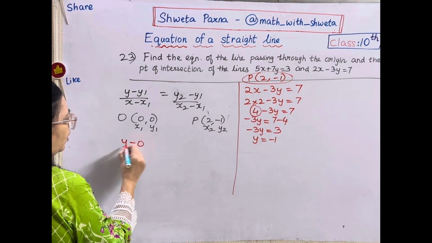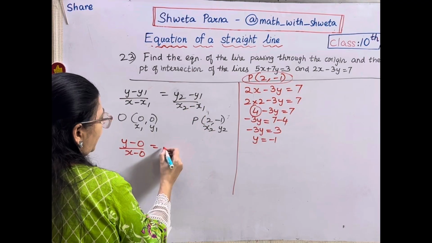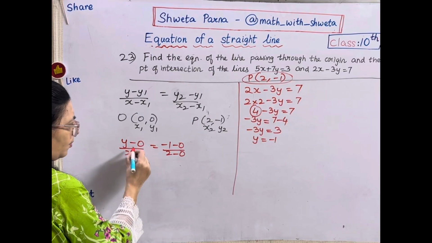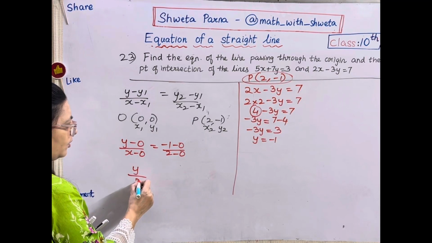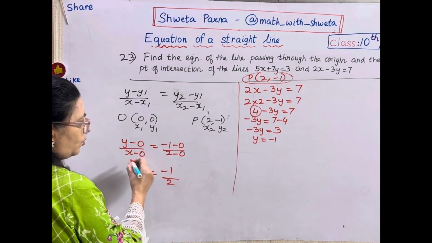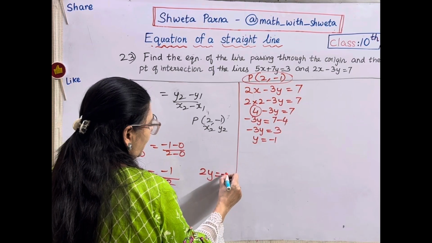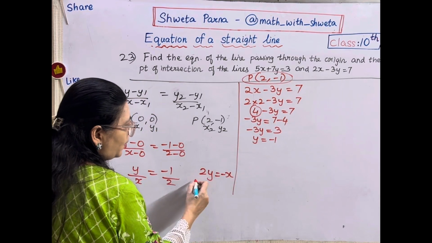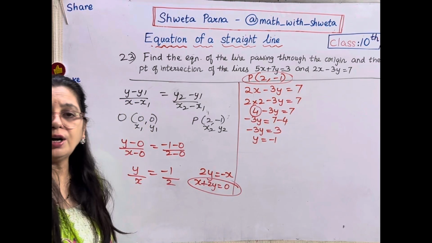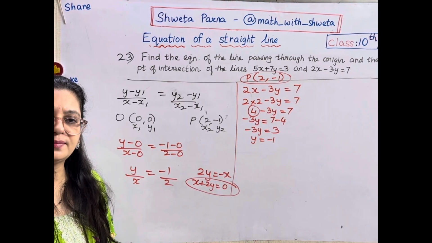Y minus 0 upon x minus 0 is equal to y2 is minus 1 minus 0 upon 2 minus 0. So y minus 0 is y, x minus 0 is x is equal to minus 1 minus 0 is minus 1 and this is 2. Cross multiply. When you cross multiply you will get 2y is equal to minus x. Now bring it to one side. X plus 2y is equal to 0. So this becomes your equation of the line. I hope it's clear. Come on, let's go to the next question.